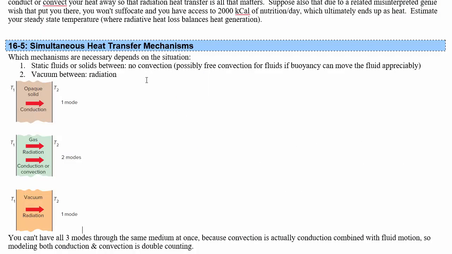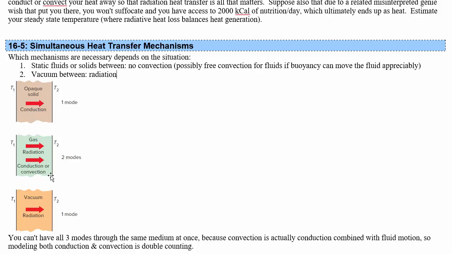Finally, simultaneous heat transfer mechanisms. You can't have all three mechanisms at once. In the last example, we looked at convection plus radiation. That might be appropriate for maybe air in a room. You could have radiation transferring through the air. It's not absorbed very well by the air, but could be absorbed by the surface of you or whatever object we're looking at, radiation impacting on and emitting from.